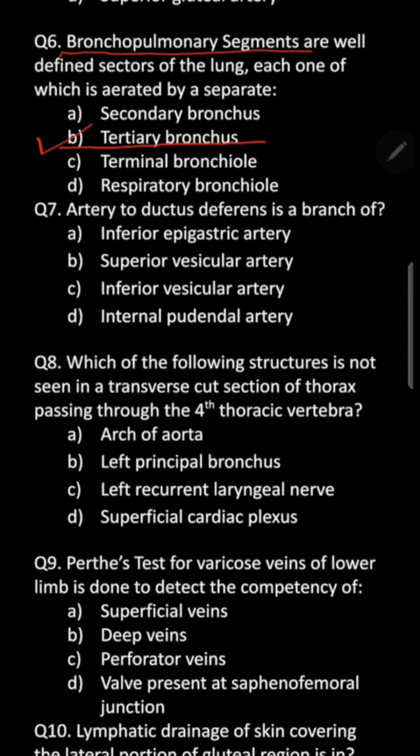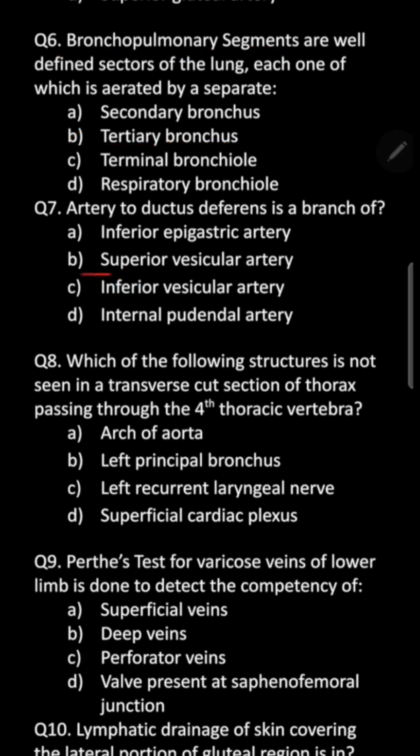Question number 7. Artery to the ductus deferens is a branch of inferior epigastric artery, superior vesicular artery, inferior vesicular artery, internal pudendal artery. So remember that artery to ductus deferens arises from the superior vesicular artery, and from here this artery accompanies the ductus deferens and follows its course through the inguinal canal in the spermatic cord and reaches to the scrotum.